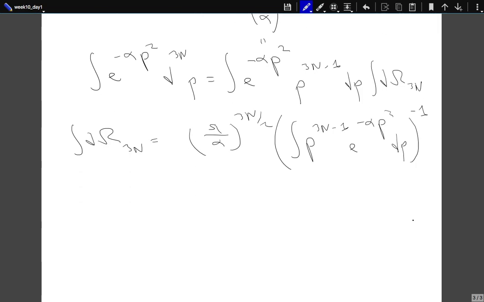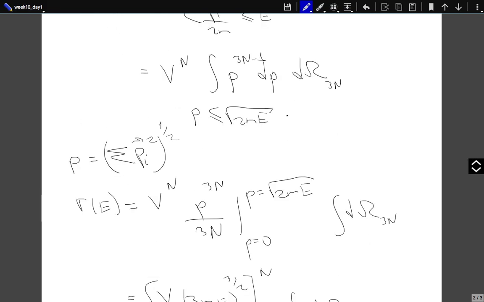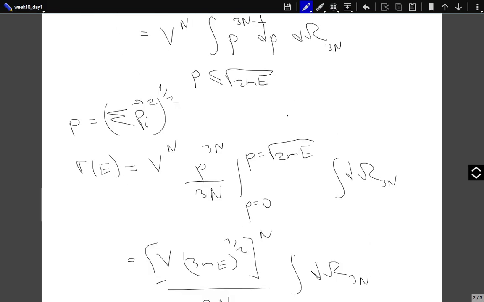Now, to evaluate the integral, let me first make a change of variable. Of course, here I'm integrating over all p. I'm not restricting it in any way. So the p goes from 0 to infinity. You see, in the previous expression that I'm looking for, the p is restricted to an upper value. But that's not really relevant. What I'm interested in is the integral of the angles.